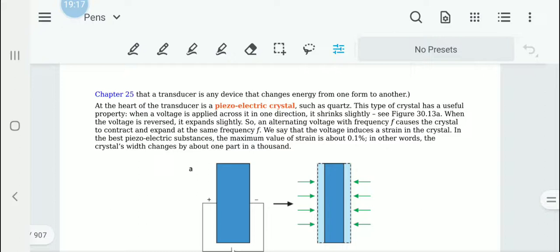When a voltage is applied in one direction, it shrinks slightly. When the voltage is reversed, it expands slightly. So alternating the voltage with a frequency f causes the crystal to vibrate at the same frequency f. Leave a line, put a star and write down: we say that the voltage induces a strain in the crystal.